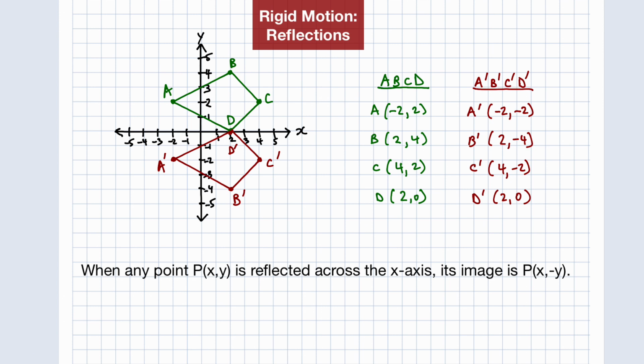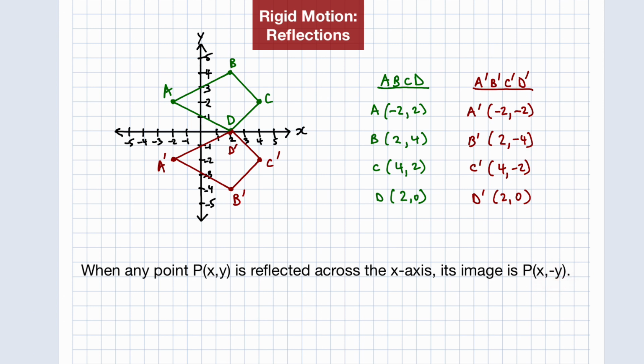So what we're saying here is that any point that is reflected across the x-axis, so that's this axis right here, whenever it's reflected across the x-axis, the coordinate of the resulting image is the same, except the y value is negated, or negative.